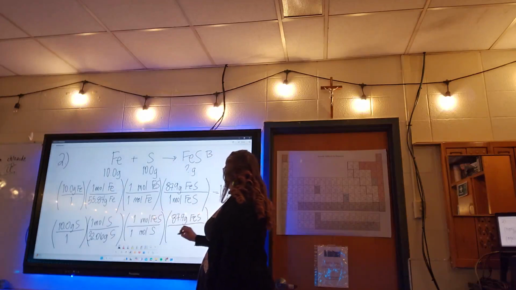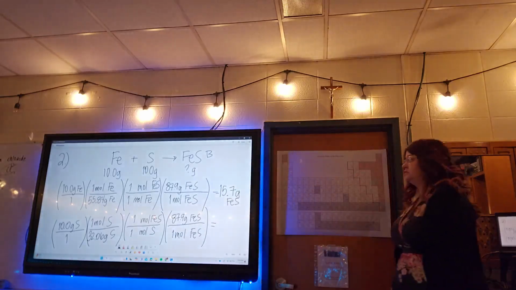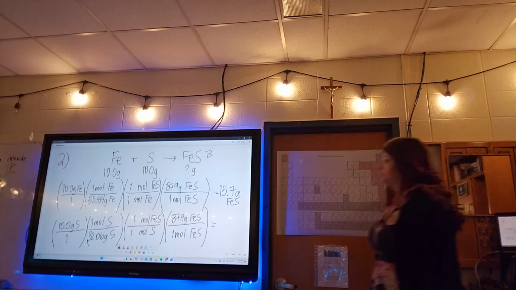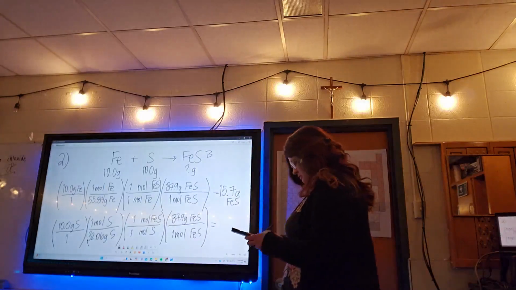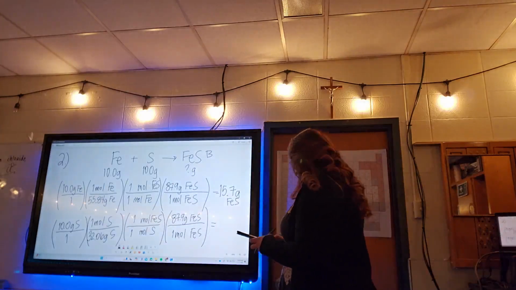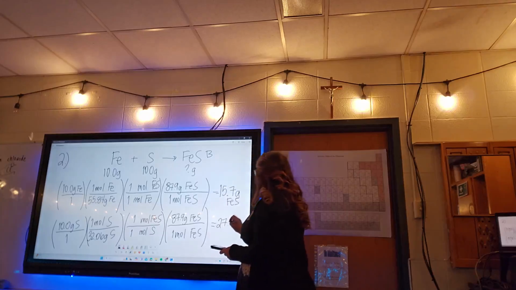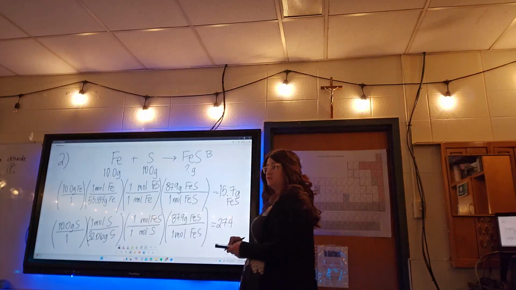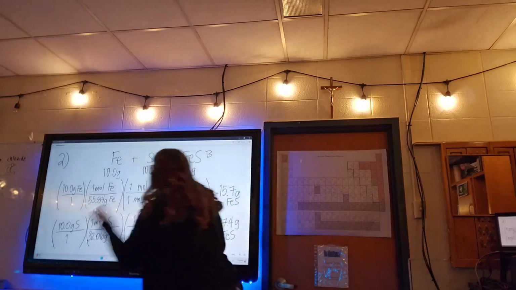And then, always when you're doing these limiting reagent problems, your final step should be the same as the step before, if you're going to grams. And so I don't need to recalculate my formula weight for iron 2 sulfide because I already did that once before. I got 27.4 this time as my answer. Did you get that also? Can anyone confirm?